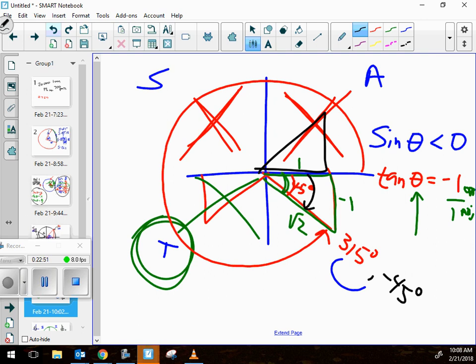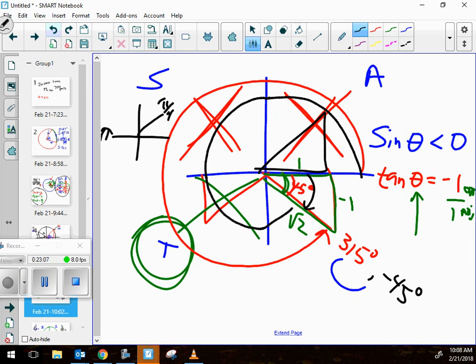45 is pi over what? Pi over 4. If you haven't memorized that yet, it's 1/4 of the way to pi. Here's pi, and 45 is like there. It's 1/4 of the way to pi, so it's a pi over 4. So these are all pi over 4s. How many pi over 4s? 1, 2, 3, 4, 5, 6, 7 pi over 4.